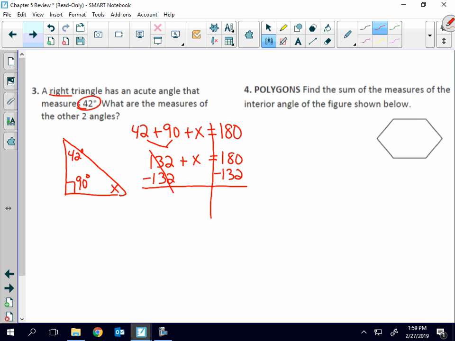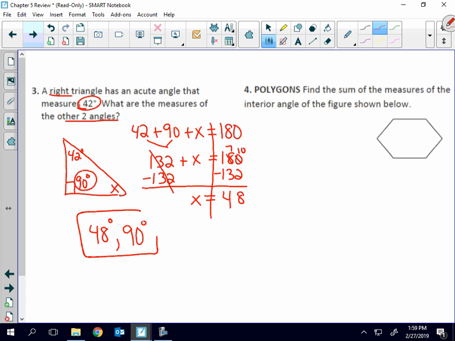Okay, that gets rid of our 132 on the left. So x is 180 minus 132, which is, this is a 10, so this is 8, and this is 4. So the missing angle is 48, and of course they asked for the other two angles. So if they gave us 42, the other two angles would be 48, the one I just found, and of course the one we already knew about, which was 90. So that was the answer to that one.